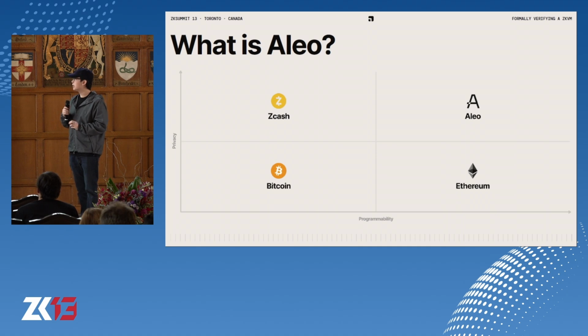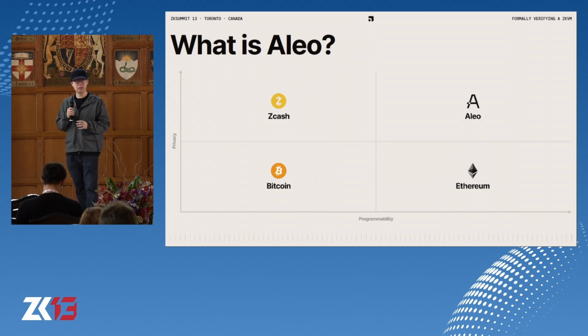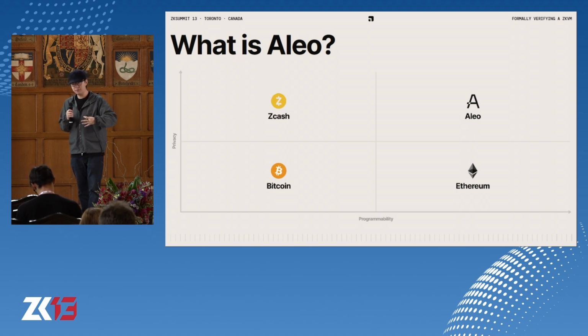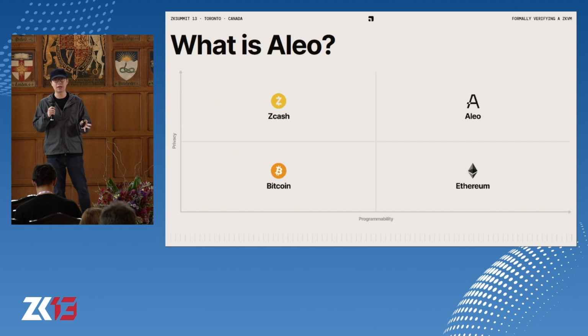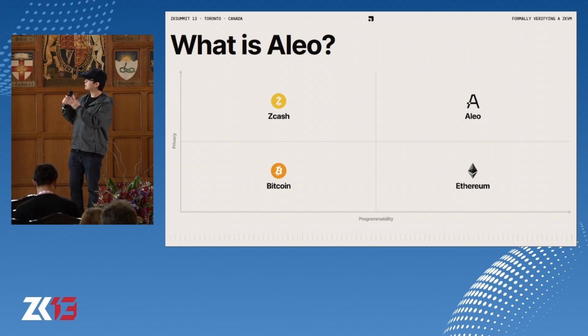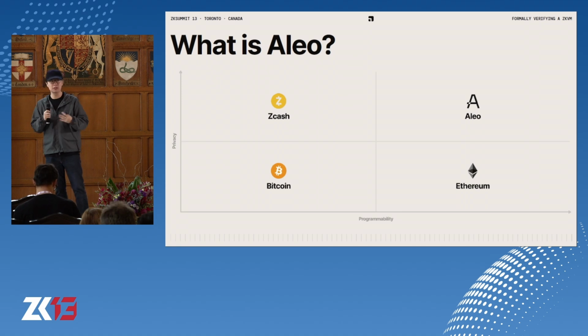And now there's this upper right-hand quadrant of saying, well, what if you could achieve that full level of privacy, but also have the programmability of Ethereum, aka private smart contracts? That's the holy grail. That's the kind of goal that we wanted to build and achieve with Aleo. And so this graph is meant to illustrate that.